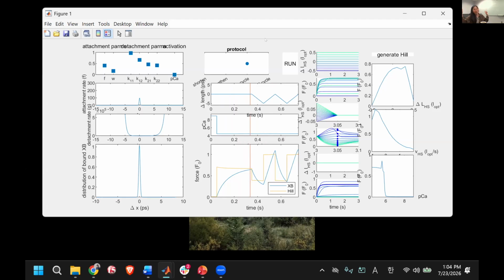Can people try their own Hill-type muscle models? I will give you maybe a couple of minutes. And please put thumbs up when you're done with it.